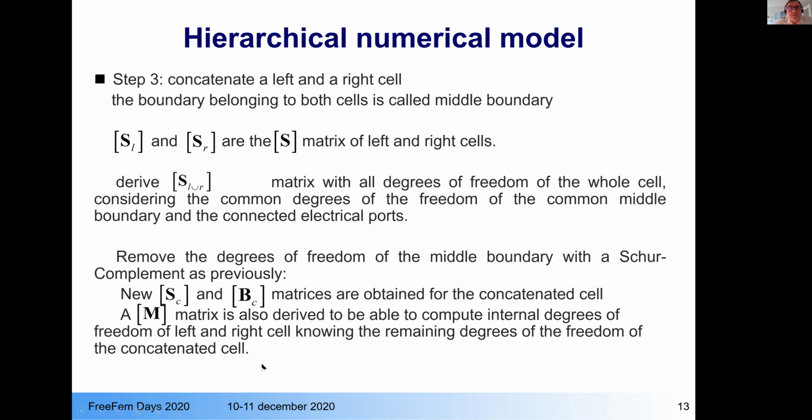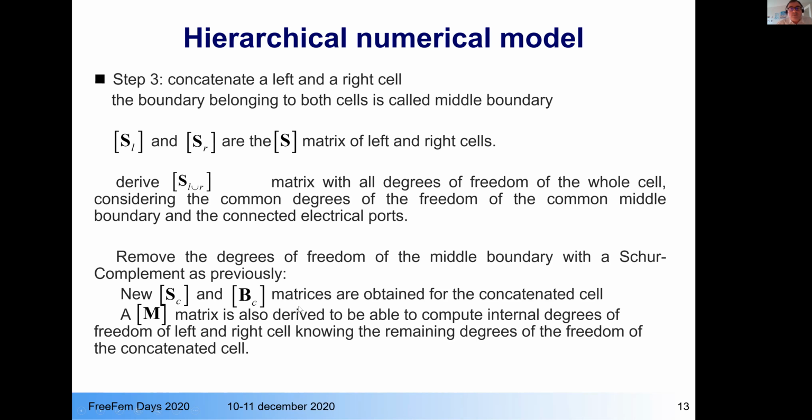In the following step, now it's the concatenation of cells. You can concatenate elementary cells and afterwards more cells that contain more electrodes, but the way of doing is the same. You have the S matrix for the left and the S matrix for the right electrode. First we derive the S_L∪R, left union right matrix, by putting together all the degrees of freedom of both matrices, considering the fact that the middle interface between the left and right electrodes is common, the same degrees of freedom, and we also consider the connection between the electrical ports of the left and right electrodes. It is an algebraic operation.